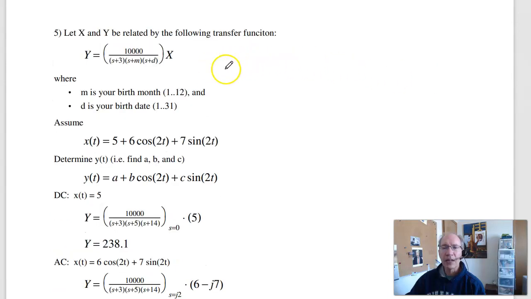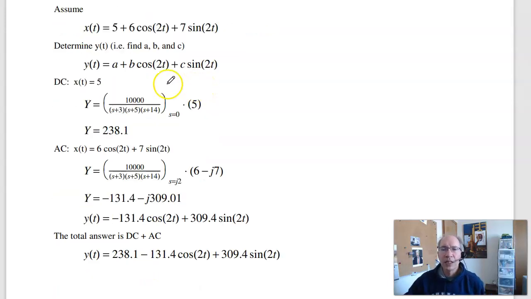Problem 5. Given a filter that's S plus 5, S plus 14, find Y given X. Here I use superposition. At DC, X equals 5. This is the gain everywhere. All I care about is the gain at S equals 0, or DC, times the input, which gives me 238. That's the output at DC.